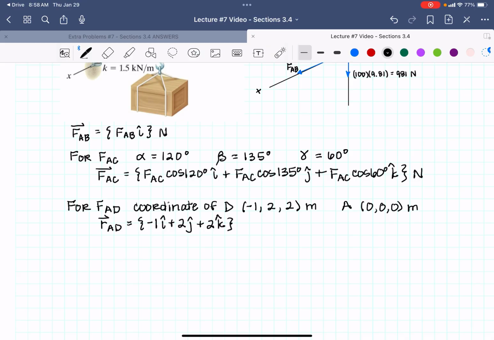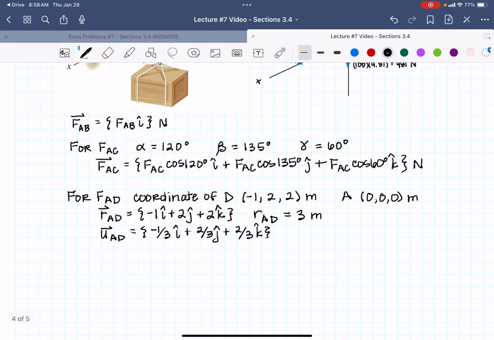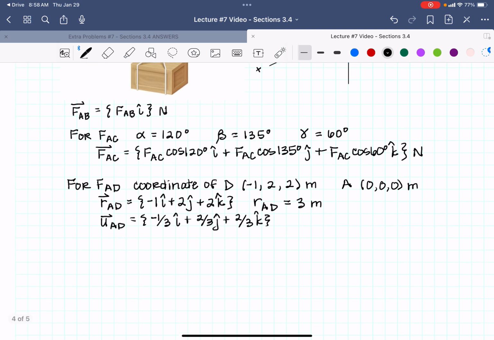When I find the magnitude of RAD, 2 squared plus 2 squared plus 1 squared gives me 9. The square root of 9 is 3, so it is 3 meters. So my unit vector from A to D is going to be the position vector divided by its magnitude. So I'm going to have -1/3 i hat plus 2/3 j hat plus 2/3 k hat. So now to find the force vector, I multiply by the magnitude of FAD, which I don't know now, so I'm just going to say it's FAD.